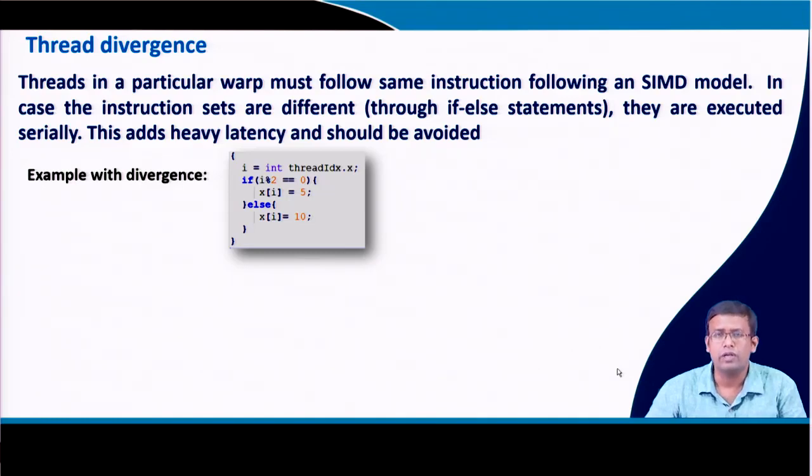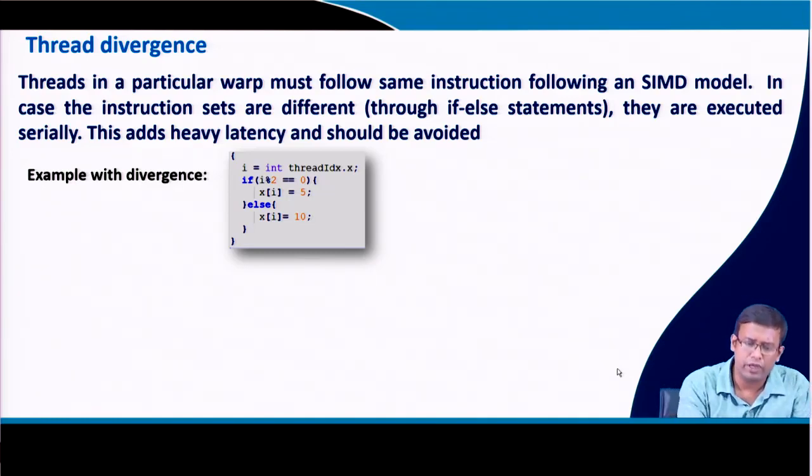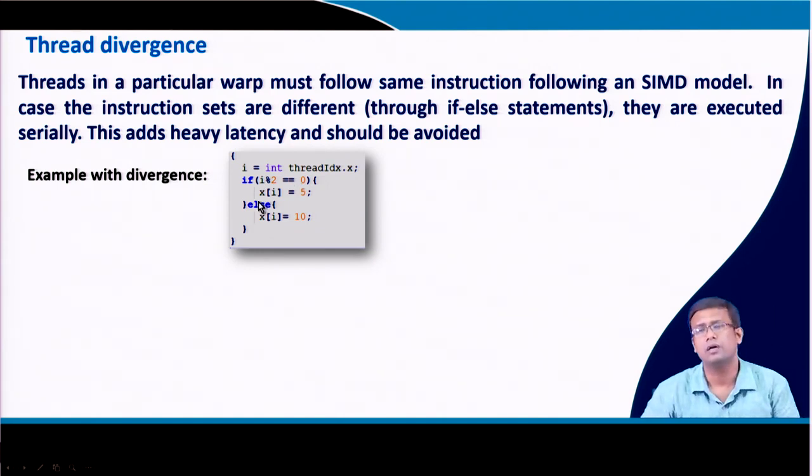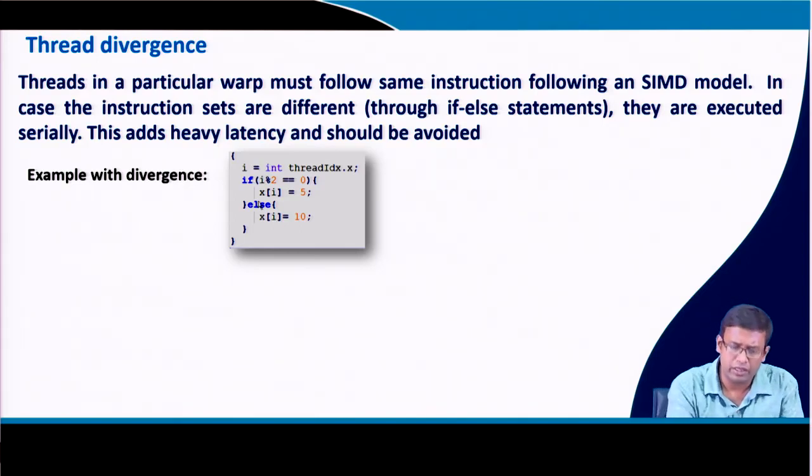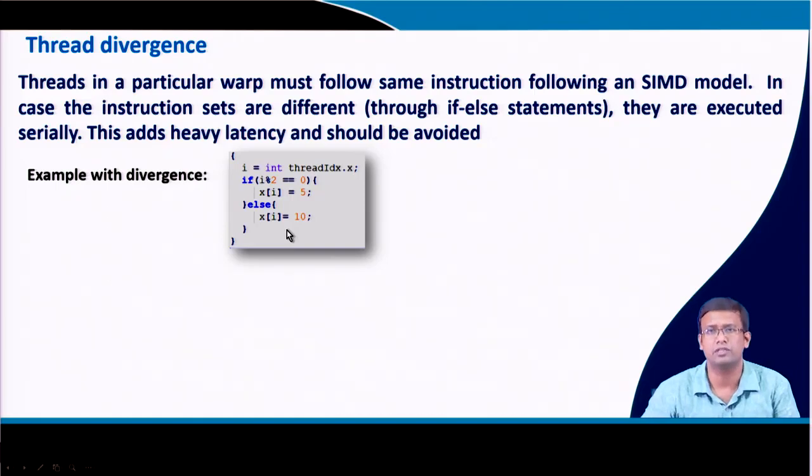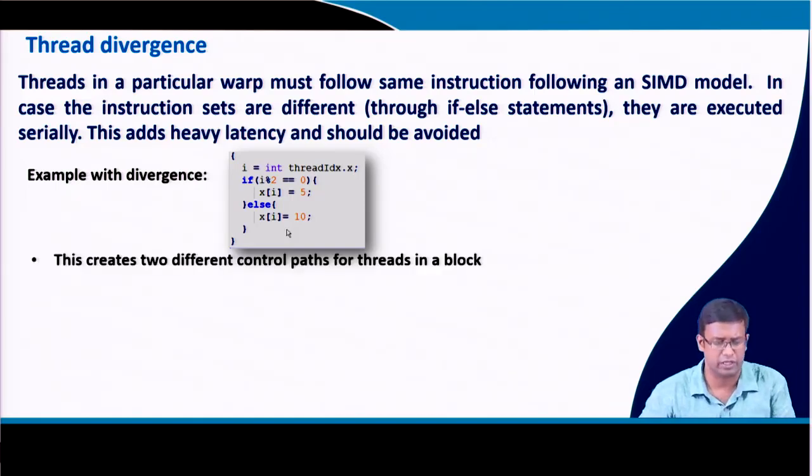So, when this is executed and the even threads come, the odd threads are in a dormant or latent mode, and when the even threads' work is over, the odd threads will be active, but the even threads will go to a latent mode. This is called thread divergence. This will create two different control paths for threads in a block, and this is always limited within a block.